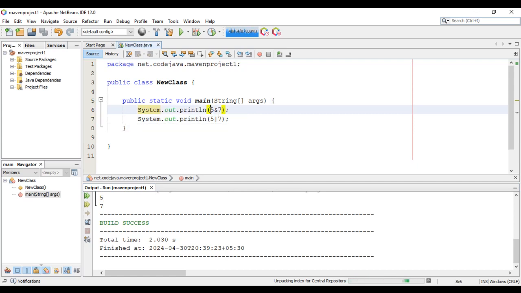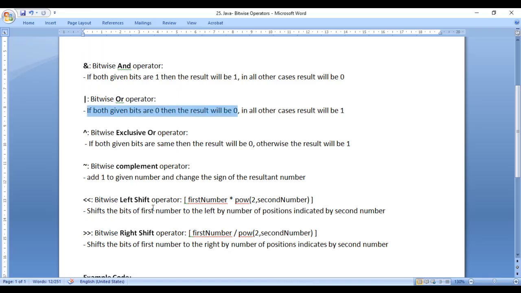Bitwise operators take the decimal number and give the result also as a decimal. But in between, what happens? Convert the decimal number to binary, perform the operation on the bits, and then give the result back as a decimal number. Let's understand the bitwise exclusive OR operator.